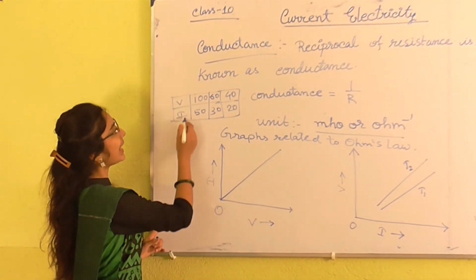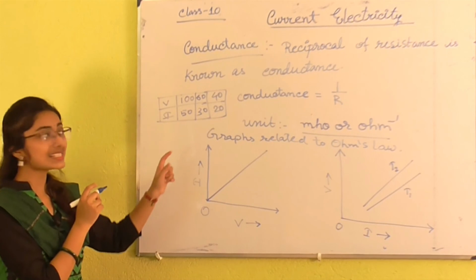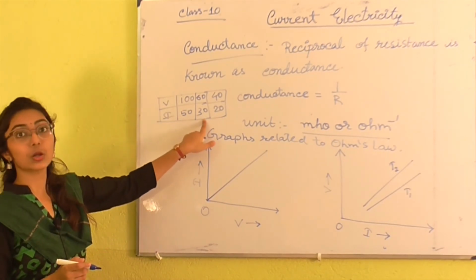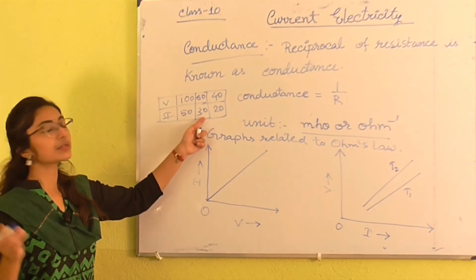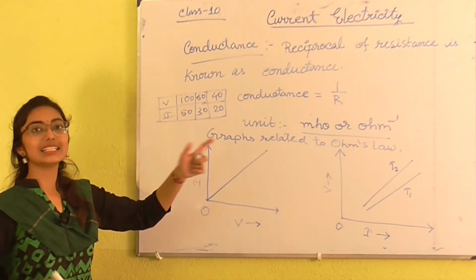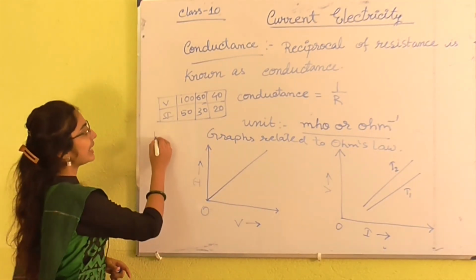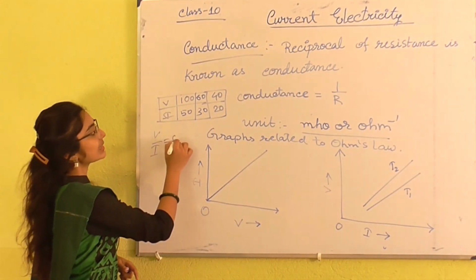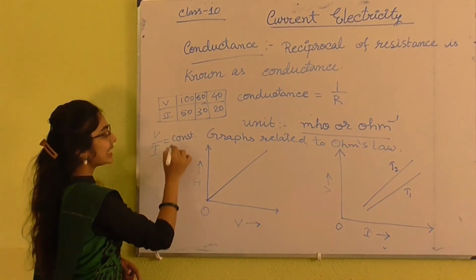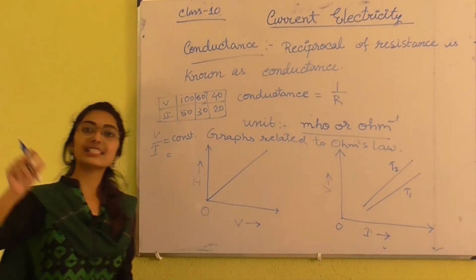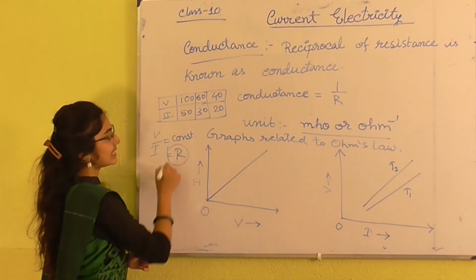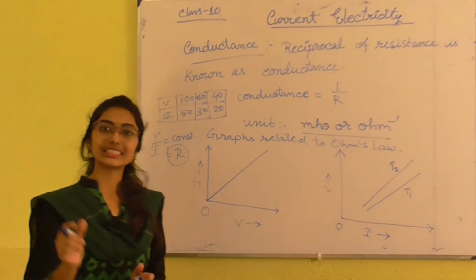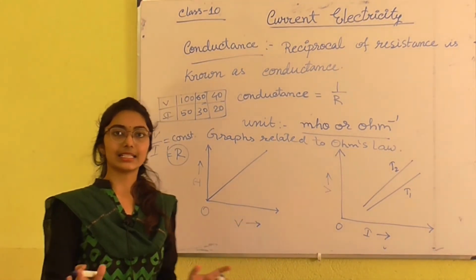In each case you can see that V by I is always constant. 100 by 50 is equal to 2, 60 by 30 is equal to 2, 40 by 20 is also 2. So V by I is always a constant term, which is according to Ohm's law V is equal to IR. So V by I is actually R, that is the resistance, which is always constant for an electrical circuit.